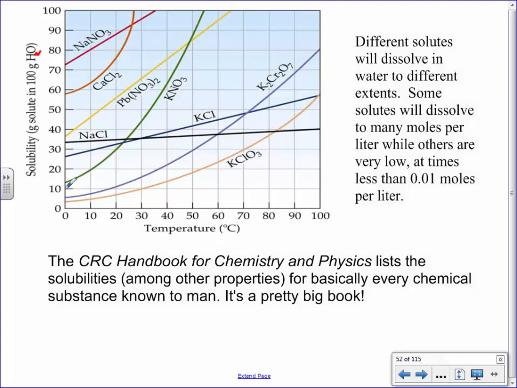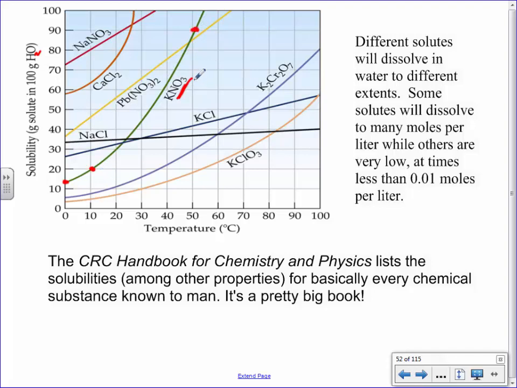If you were to take, like we will tomorrow, potassium nitrate, this one right here, if it were at 0, you could shove about 13 grams in 100 grams of water. But if you up the temperature to, say, 10 degrees, well, now you can put 20 grams in that same beaker of water. And if you were to up the temperature to, say, 50 degrees Celsius, now you can put 90 grams in that same beaker of water.